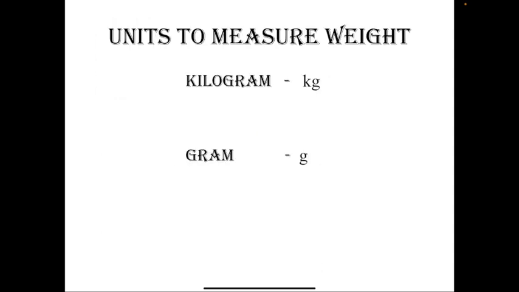So children, there are different units to measure weight. We will be studying kilogram and gram. Kilogram, as you can see, short form is kg and the short form of gram is g. As I told you earlier when we were studying length, these short forms of units are always written in small letters. Now what are these units used for?